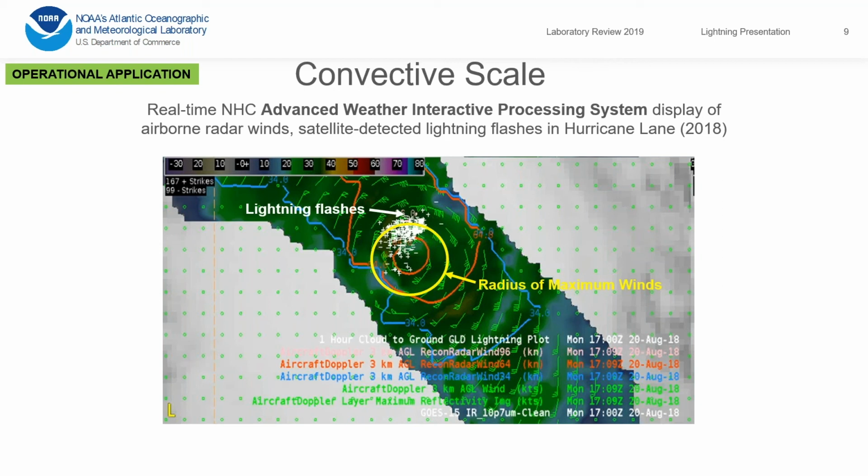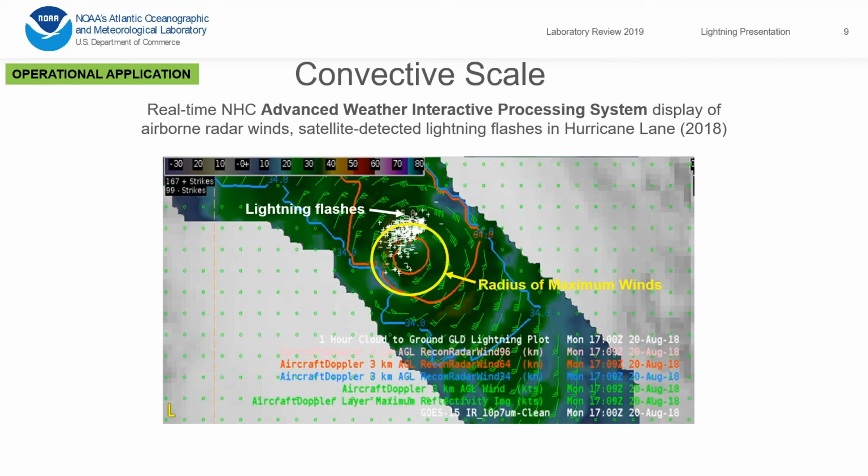So I think John mentioned the display system that the Hurricane Center uses, this AWIPS system. And the nice thing about AWIPS is that you can actually incorporate information from multiple observing platforms, model output, and so forth. So in this example, this was a case of Hurricane Lane from last year. You can actually overlay the reflectivity from the tail Doppler radar. The contours are showing you the wind speeds at different thresholds from the tail Doppler radar.